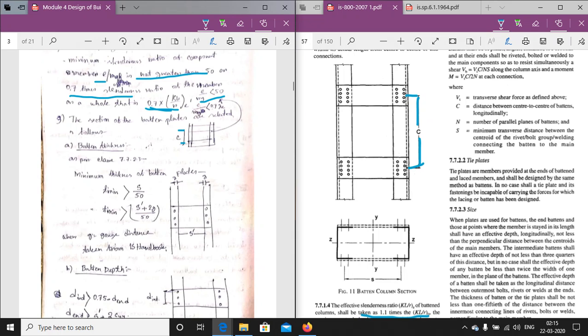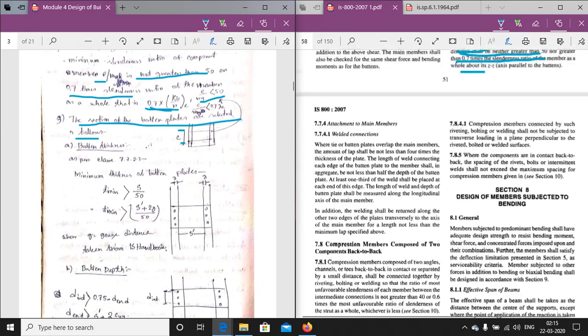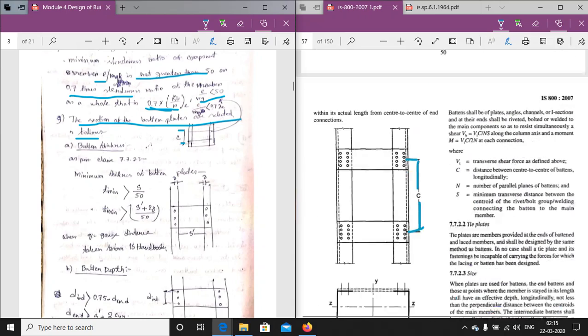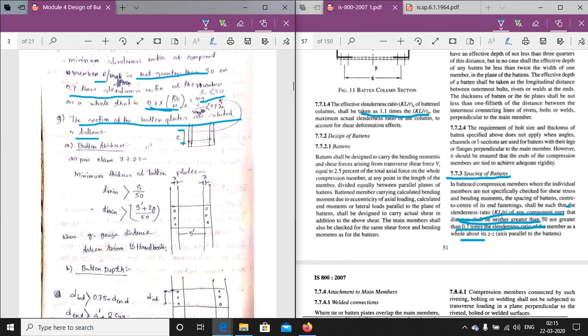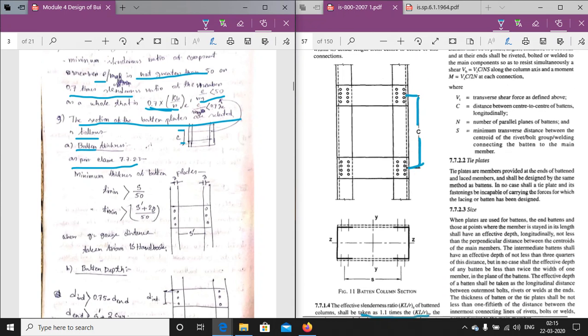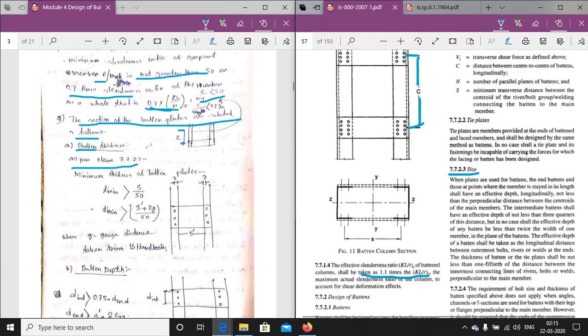Now coming to the design of the batten plates. The section of the batten plates is selected as follows. We have to select a trial section of the batten. How the trial section of the battens is generally selected, we will discuss now. Batten thickness is as per clause 7.7.2.3. This is the size of the batten plate.